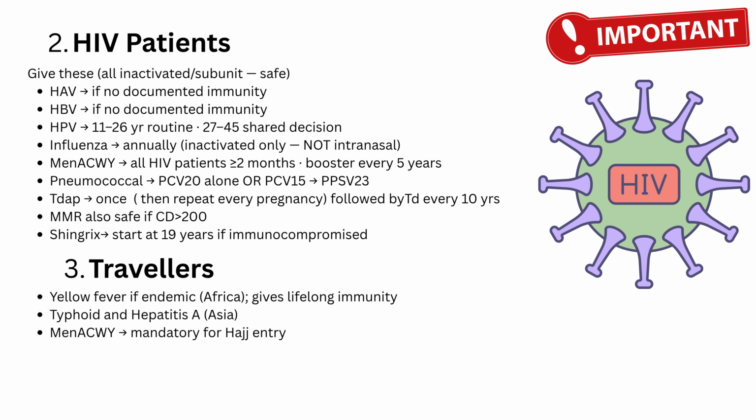Shingrix, the zoster vaccine, is also safe in HIV patients because it is not a live vaccine, and it is started from 19 years of age in immunocompromised individuals. MMR can also be given if the CD4 count is above 200.